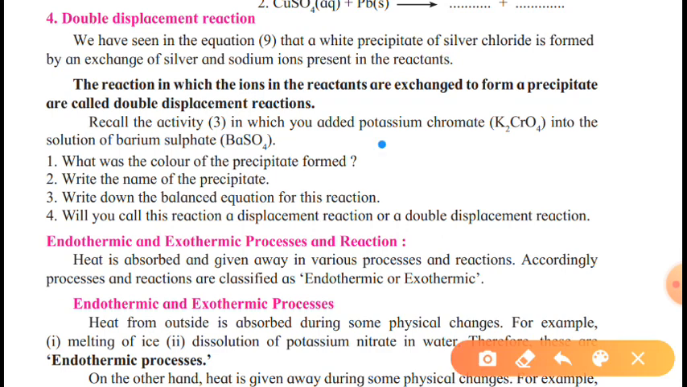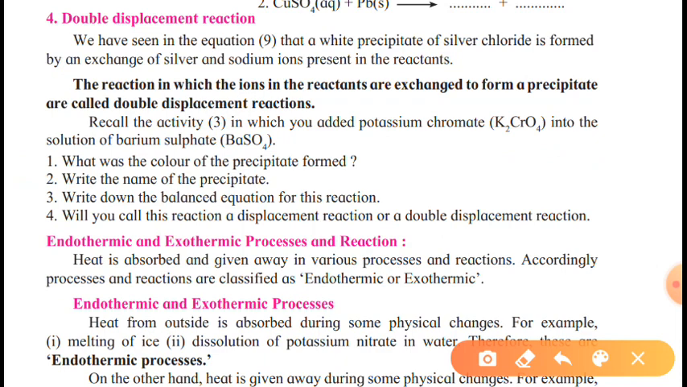When potassium chromate and barium sulfate are added to each other, then what happens? The first question is what was the color of precipitate formed? There is a yellow colored precipitate formed. The second question is write the name of the precipitate. The precipitate name is barium chromate. Now the third question is write down the balanced equation for this reaction.